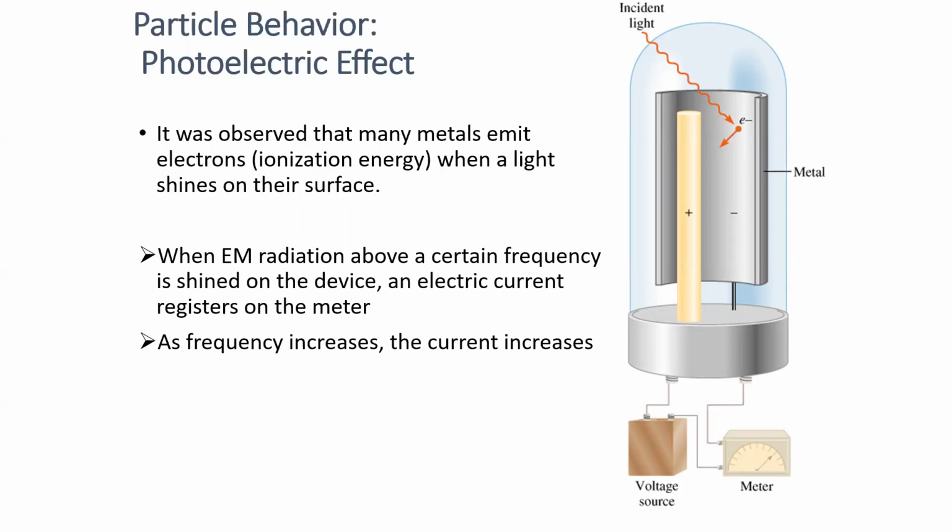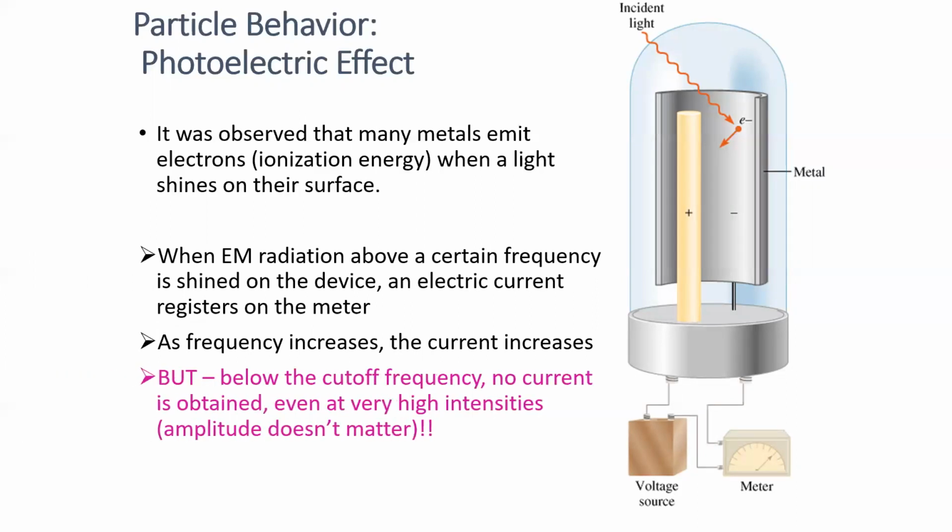As frequency increases, the current increases. But below a certain cutoff frequency, no current is obtained. What that means is within this device, electrons are not being ejected and they are not being registered in the voltage meter, because they're not at the correct frequency, which is referred to as the threshold frequency. Amplitude, how intense, bright, or dim the light is, does not affect the ejection of the electrons. It has to be at a certain frequency.